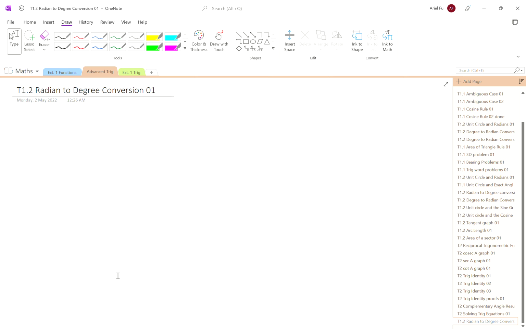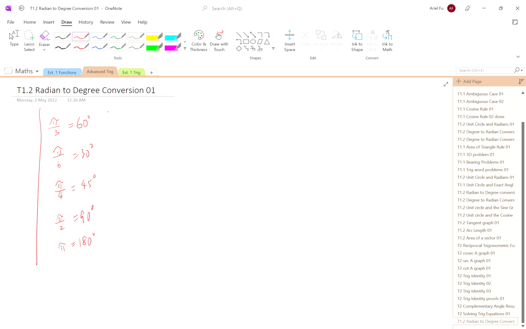To convert radians to degrees, again, if you remember all your multiples of 30s, 60s, and 45s, life becomes quite easy. So I remember that pi on 3 equals 60 degrees, pi on 6 equals 30 degrees. I know pi on 4 equals 45 degrees. I know pi on 2 equals 90 degrees. And I know pi is 180 degrees.